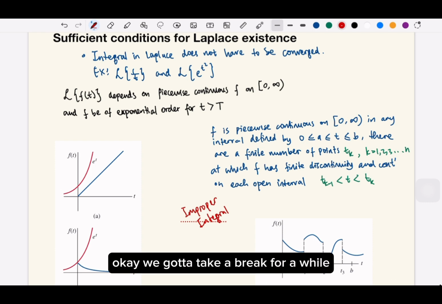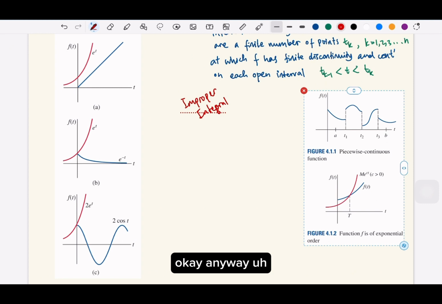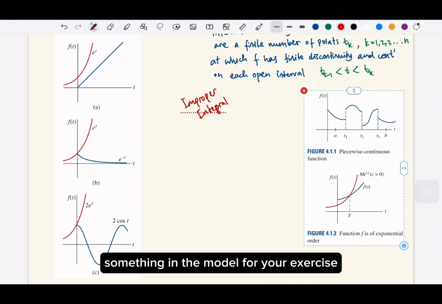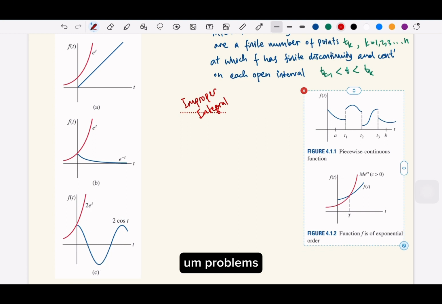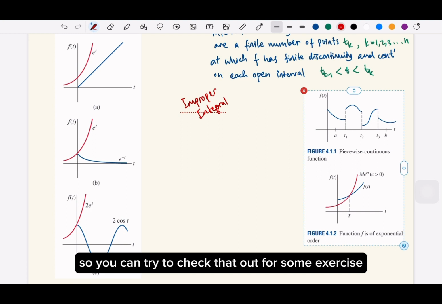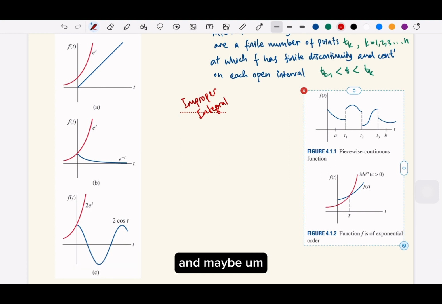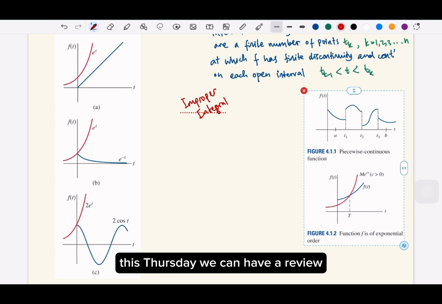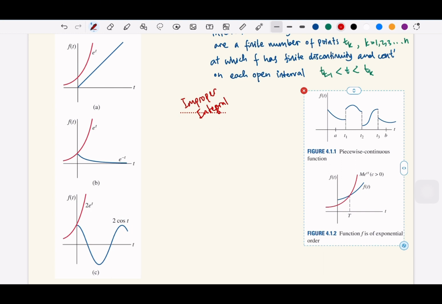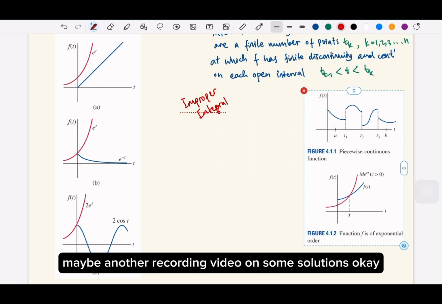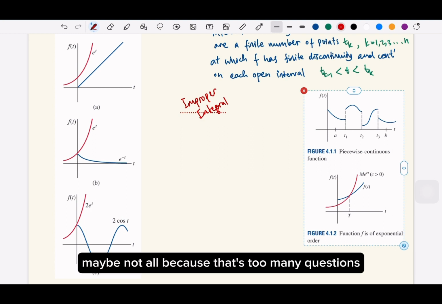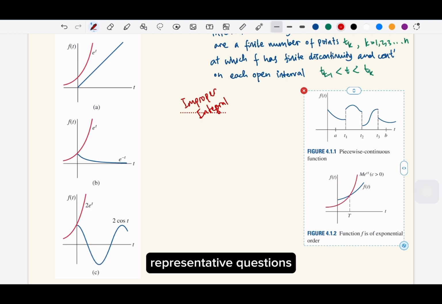Okay, we can take a break for a while. Anyway, I think yesterday I put something in the model for your exercise, the higher order differential equation problems. So you could try to check that out for some exercise, and maybe this Thursday we can have a review, or maybe I can give you another recording video on some solutions, okay? But maybe not all, because that's too many questions, but maybe some of the representative questions.